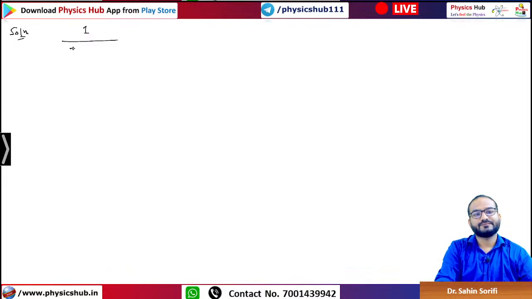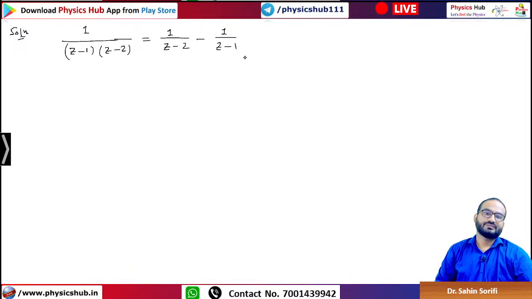One upon (z minus 1) times (z minus 2). So we can write it as 1 by z minus 2 minus 1 by z minus 1. Can you write it? You can do it like a by z minus 1 plus b by z minus 2, then you can find the values of a and b. Now this is a simple function, so we can directly write 1 by z minus 2 minus 1 by z minus 1, you will get back this one.